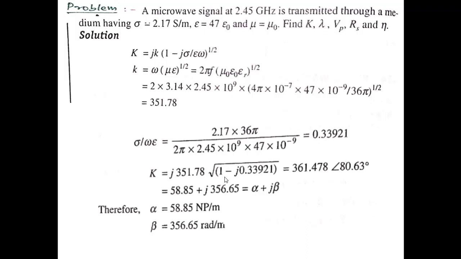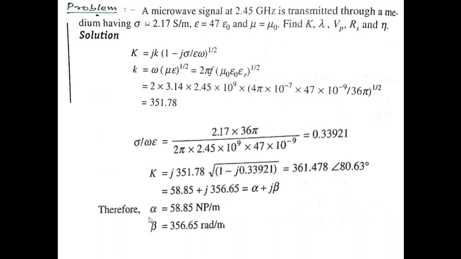Therefore, K is given by j into 351.78 under root of 1 minus j 0.33921. This is equal to 361.478, angle 80.63 degree. Therefore, convert rectangular to polar form. We'll get gamma, or K, equal to 58.85 plus j into 356.65, which is equal to alpha plus j beta.